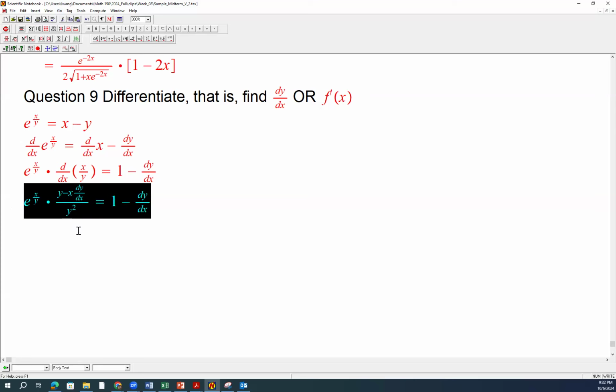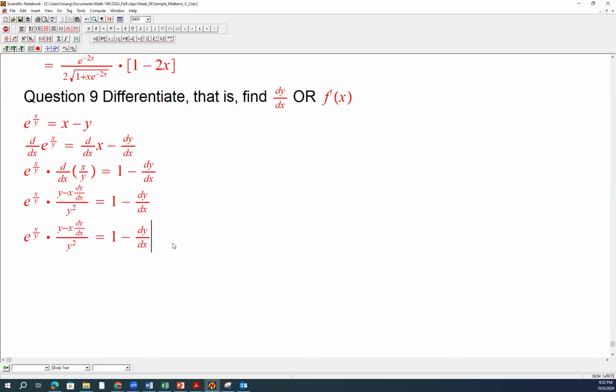Now we got an interesting situation. We have dy dx here, and we have a dy dx here. How do we bring them together? We have to do something to bring them together and solve for it. So this will require some algebraic skill. First we're going to multiply y squared on every side. We multiply y squared, and we multiply a y squared. This way the y squared and this y squared will be gone.